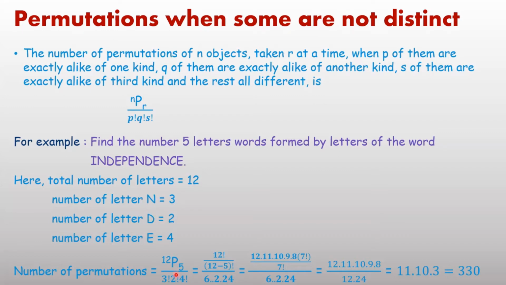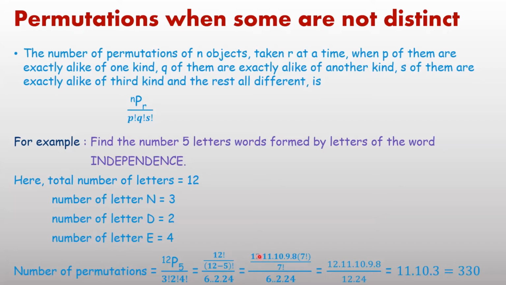D repeated 2 times, divided by factorial 2. E repeated 4 times, divided by factorial 4. So 12P5 upon factorial 3 into factorial 2 into factorial 4. Numerator, just simplify it: factorial 12 upon factorial (12 minus 5). The value of factorial 3 is, sorry, 6, because factorial 3 means 3 into 2 into 1, which is 6. Value of factorial 2, 2 into 1, is 2. And value of factorial 4, 4 into 3 into 2 into 1, is 24.